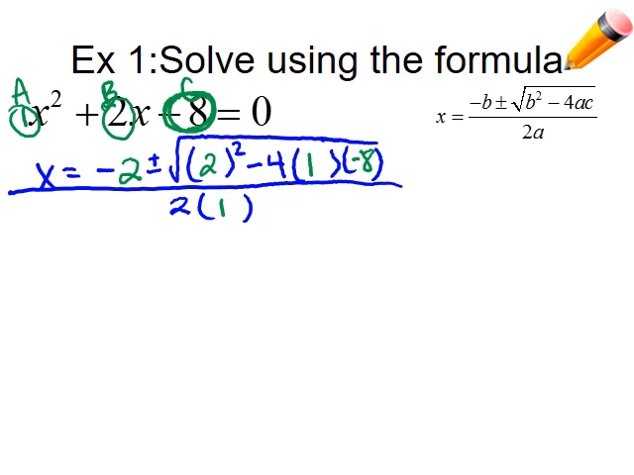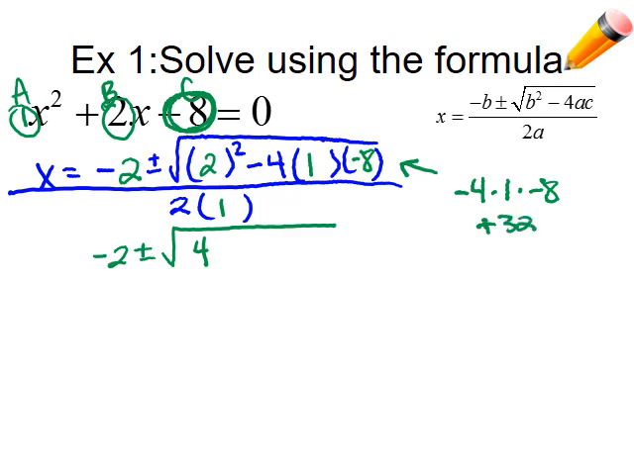Now I want to work on reducing this. The negative will now stay with the 2. Positive 2 squared is 4. Here, if I break this apart, it's like I have a negative 4 times a 1 times a negative 8. A negative times a positive times a negative gives me a positive. 4 times 1 times 8 gives me 32. So I end up with a positive 32. Still all over 2.